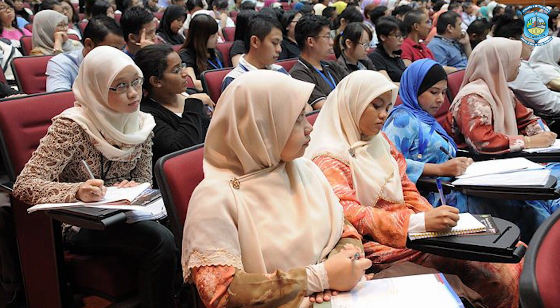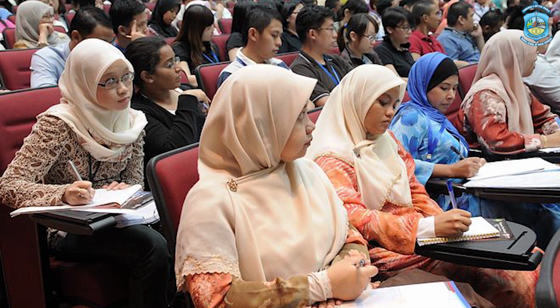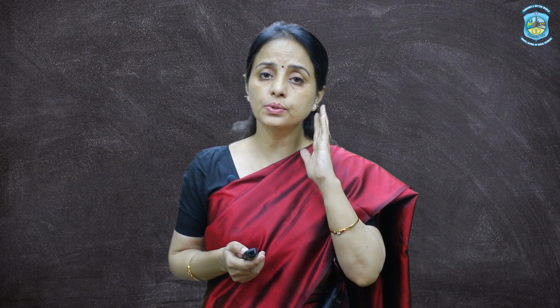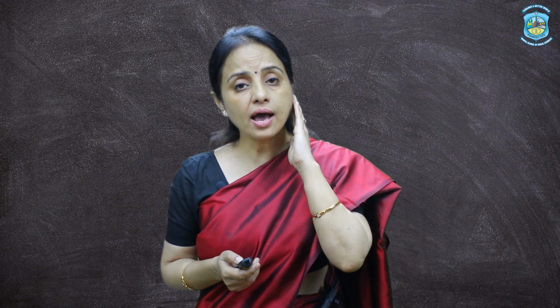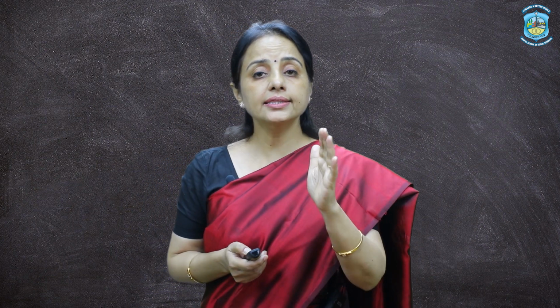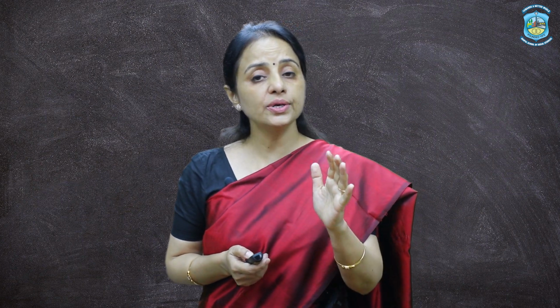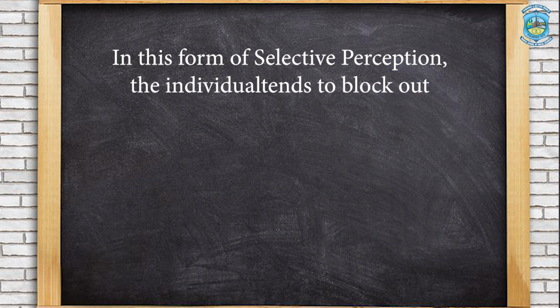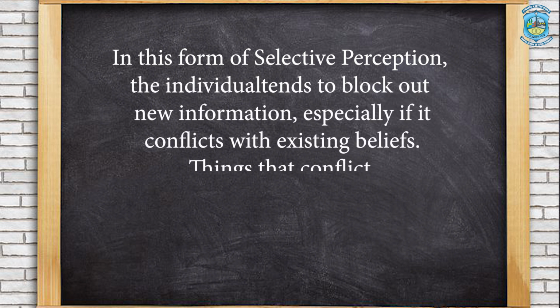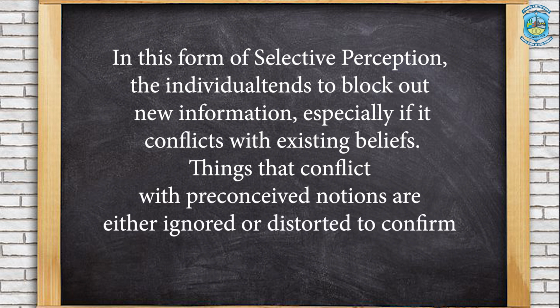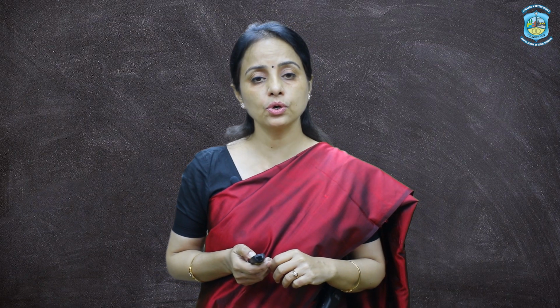Different persons have different perceptions about reality, which can adversely affect the free flow of communication, and hence these are called perceptual barriers. These are also called psychological barriers, and there's a third name to them, which is emotional barriers. So let's start with number 1 under this, that is called selective listening. Now suppose I'm lecturing to you, I'm delivering this module to you, and you decide that you are only going to listen to the first part of what I'm saying, and the rest of the time you have your headphones on and you're listening to some songs. So that is called selective listening. In this form of selective perception, the individual tends to block out new information, especially if it conflicts with existing beliefs. Things that conflict with preconceived emotions are either ignored or distorted to confirm those preconceptions. So this point is clear, I hope so.